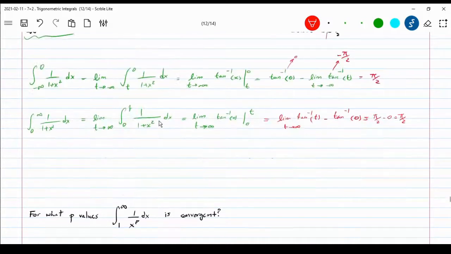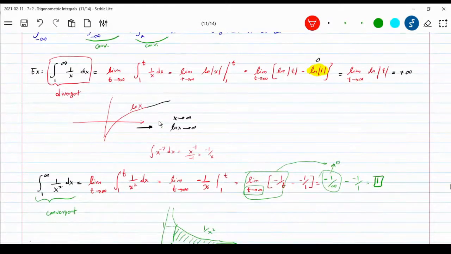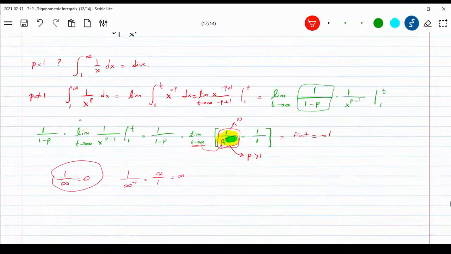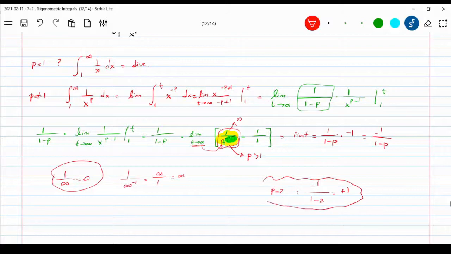And if you remember, we did an example earlier on. It was 1 divided by x squared. Here, the denominator, instead of being x to the power 1, we picked x to the power 2. 2 was greater than 1, and the limit was 1. Sorry, here I forgot to multiply that 1 over 1 minus p, so you'll have 1 over 1 minus p times -1, which is -1 over 1 minus p. And in case of p equal to 2, what you get is -1 divided by 1 minus 2, which is simply +1. That's what we got in the second example.